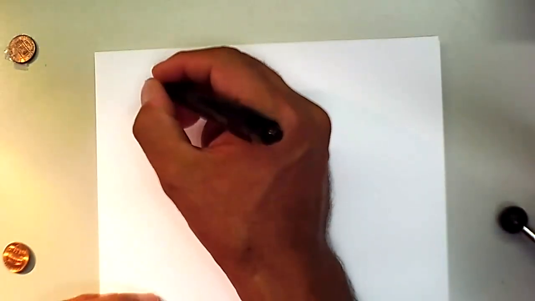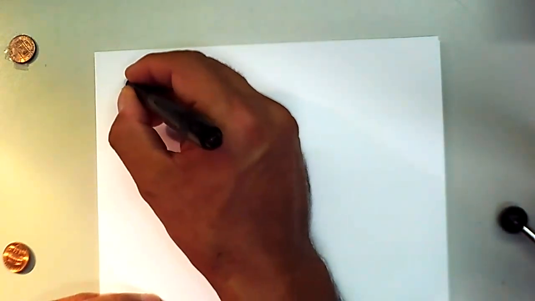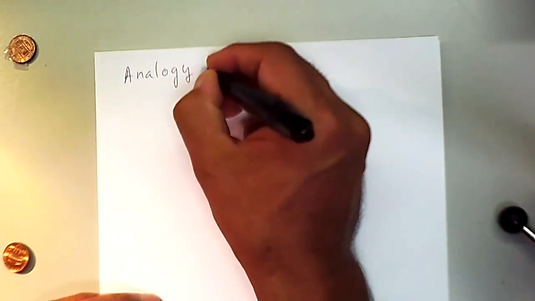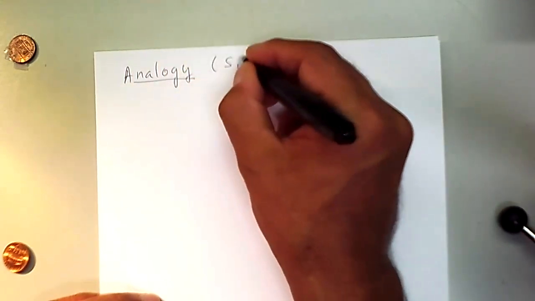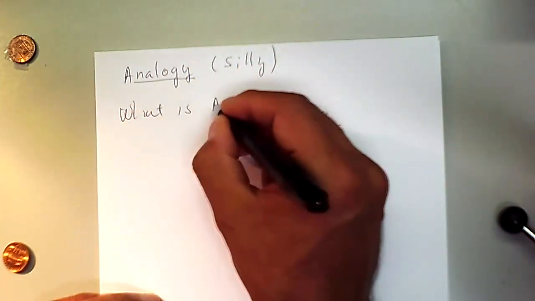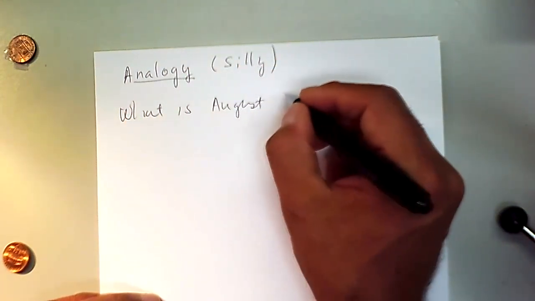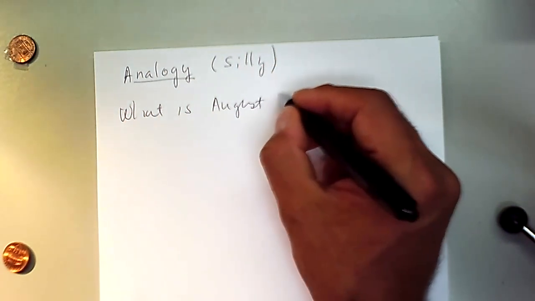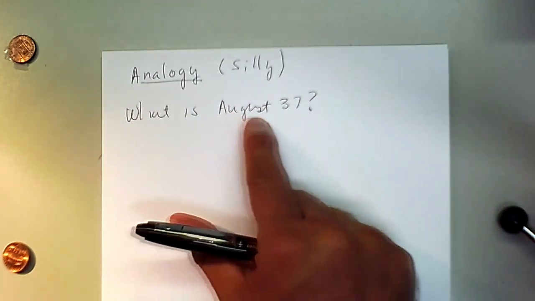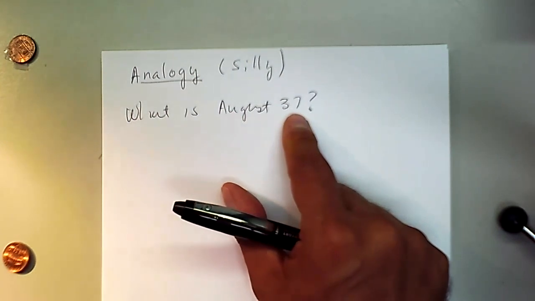This is kind of a silly analogy, but sometimes I come up with things like this. So what is August 37? Well, you're going to say, wait a minute, that doesn't even make sense. August has only 31 days. So August 37 is nonsense.